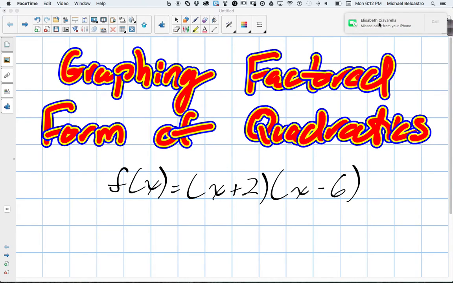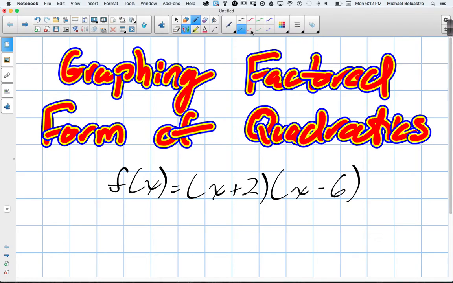So the first thing we want to do is find out what the x-intercepts are. An x-intercept essentially happens when y is equal to 0. We're crossing the x-axis here. So f at x represents y, so we're going to replace f at x with 0. So we have 0 is equal to x plus 2, x minus 6.